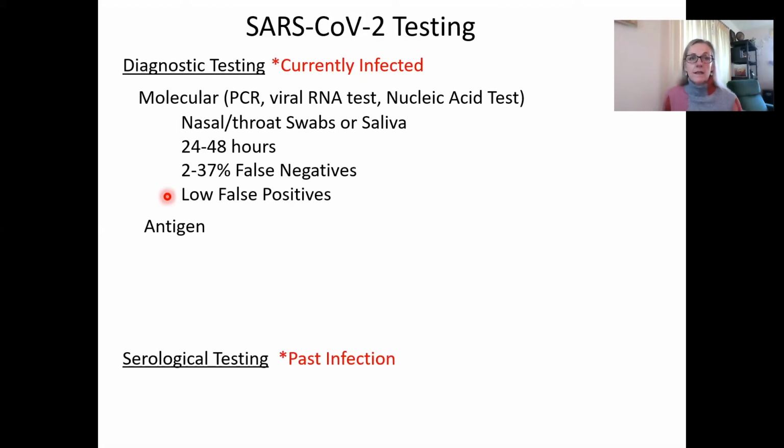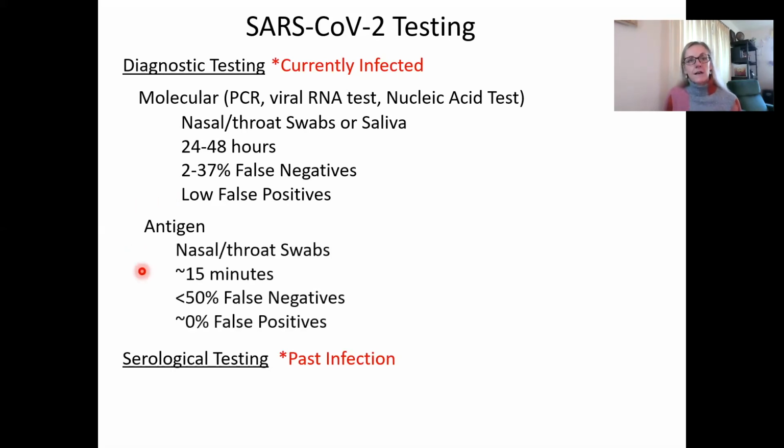So in some laboratories, if they get a positive test, they'll test it again to make sure that it's actually positive. Antigen testing is usually done with nasal or throat swabs. The tests are not really sensitive enough right now to use antigen testing with saliva. The good thing about an antigen test is it comes back quickly, in 15 minutes, so that you know pretty quickly if you're negative or positive.